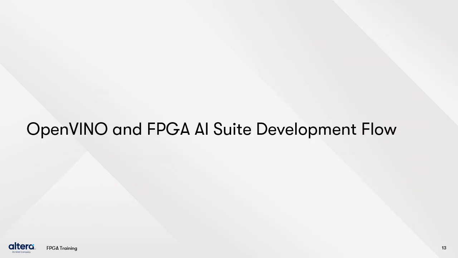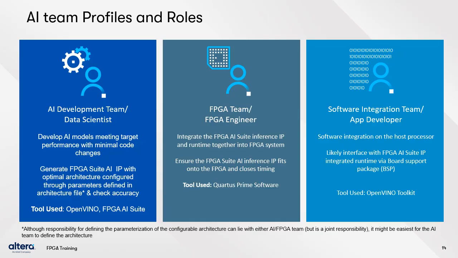In this section of the training, we will get introduced to OpenVINO and the FPGA AI Suite development flow. Let us first explore the AI team profiles and their roles before diving into the FPGA AI Suite. The FPGA engineer's goal here is to get the AI inference IP integrated with the rest of the FPGA design using Platform Designer and close timing in Quartus. There could be a software integrator who integrates the AI inference IP to the host processor.